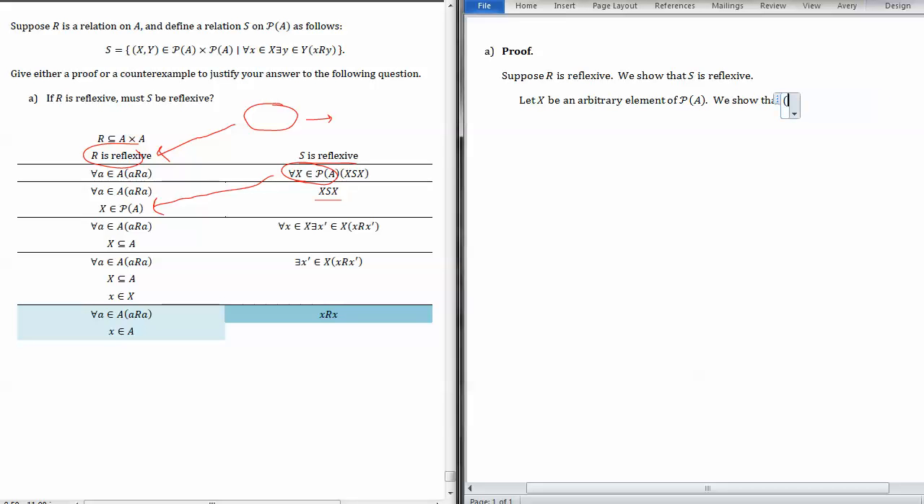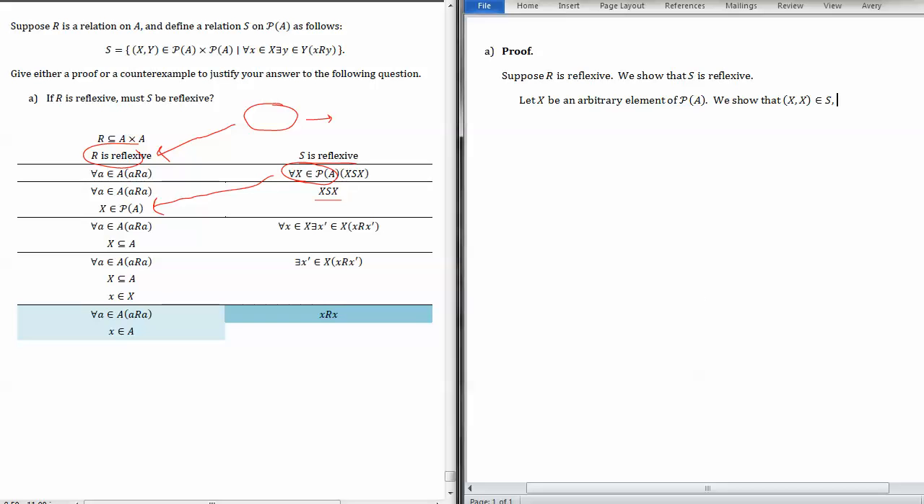We show that X is in S. I'm just rewriting this in different notation. I like this one a little bit better in this case because having three capital letters in a row there, when you first look at it, it's not 100% obvious that S is a relation and the X's are the elements of the power set. So either one's fine though.